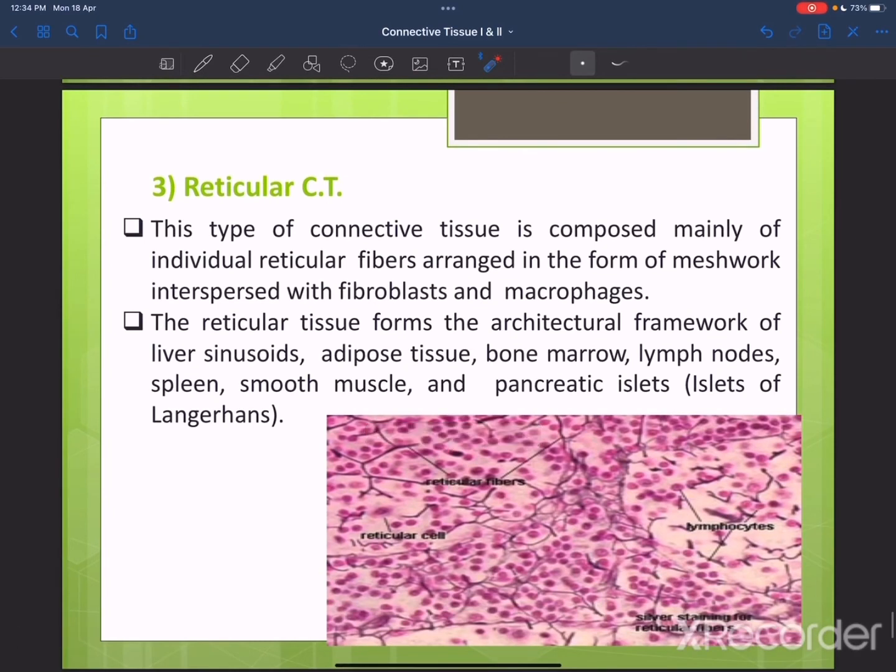Regarding the reticular tissue, it is found in lymphoid organs. It is the meshwork of lymphoid organs. It is composed mainly of individual reticular fibers arranged in the form of a meshwork interspaced with fibroblasts and microfibrils. It contains lymphocytes and plasma cells.